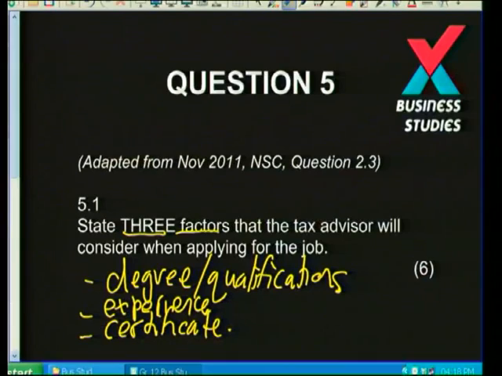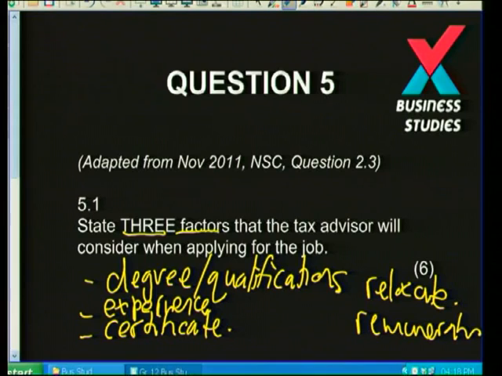Right, so we've covered about 5 factors there. We're going to need 3. So you're going to have to look at relocating and the remuneration. Right, so that would give you 5, and you need to give 3 answers there.